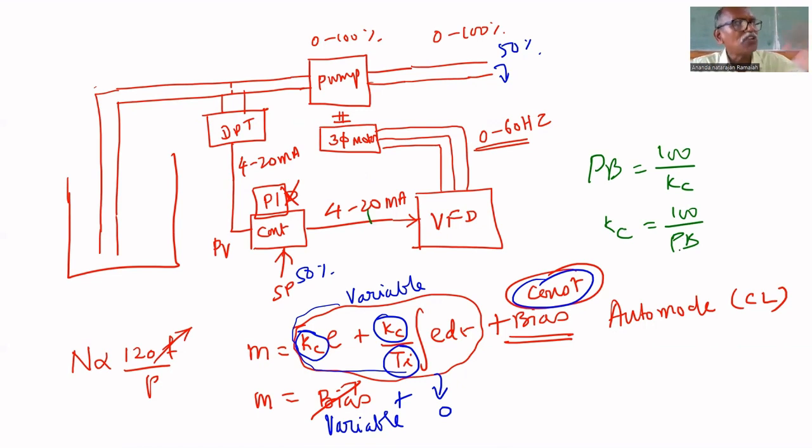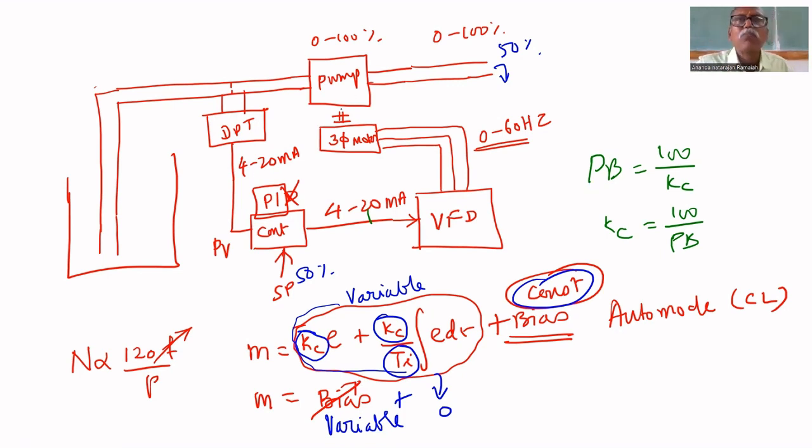KC infinity means PB 0. So for maximum gain, you have to enter PB equal to 0. For minimum gain, you enter 100, 200, 300 like that. If you enter PB equal to 100, KC equals what? 1, unity gain. For a smaller gain, enter 400: 100 by 4, that is 0.25 gain.